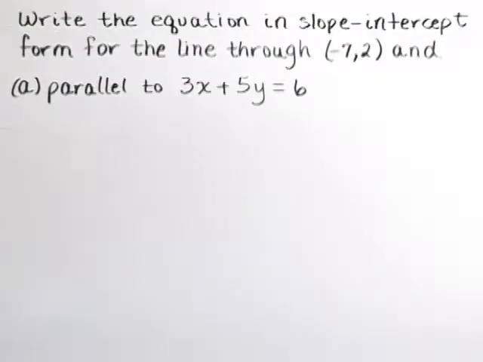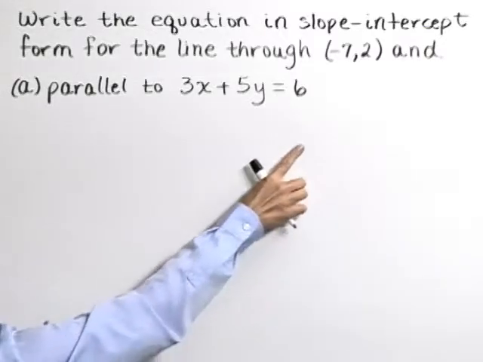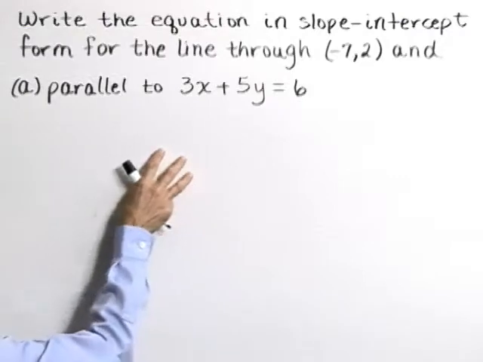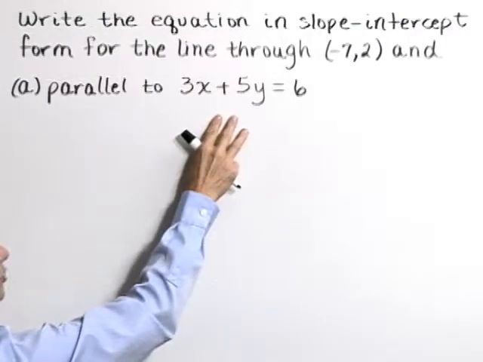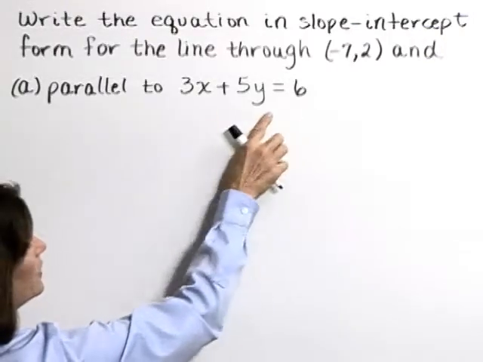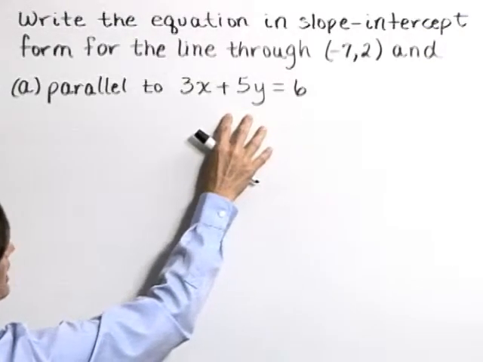Write the equation in slope-intercept form for the line through -7, 2 and, in part A, parallel to the line 3x plus 5y is equal to 6. To write the equation of a line, we need to know a point, which we have, and the slope. I'm going to use the fact that our line is parallel to this one to determine our slope. Let's determine the slope of the line that we're given here.